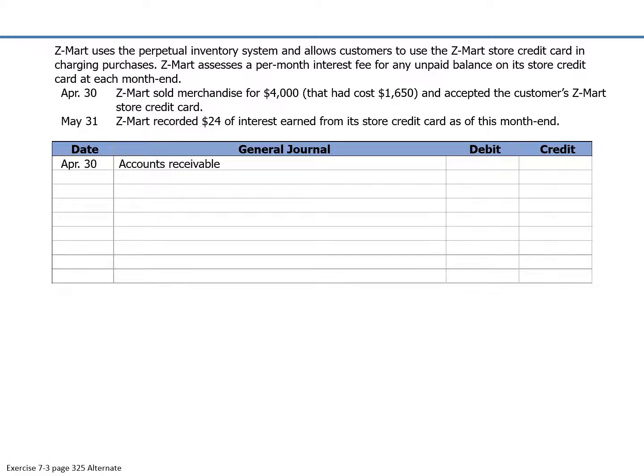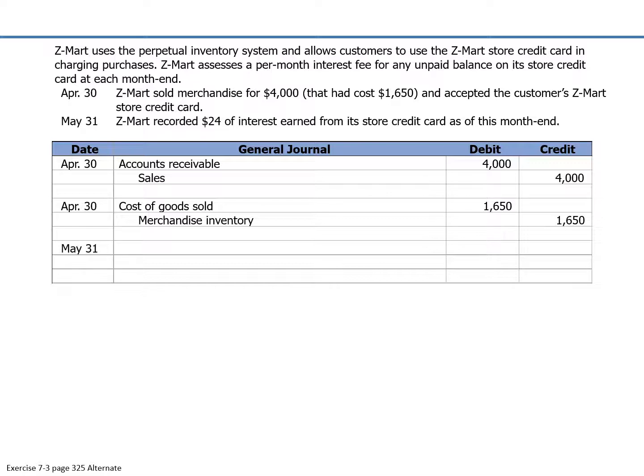All right, so Zmart sold merchandise for $4,000 on their company credit card, so we have an account receivable of $4,000 and sales of $4,000. There's no fee to record because they're not using some bank card, right? That's where it differs from the other one. Then we have to reduce our inventory and record the cost of the goods that we sold. So we're going to debit cost of goods sold for $1,650 and credit merchandise inventory to reduce it for $1,650.